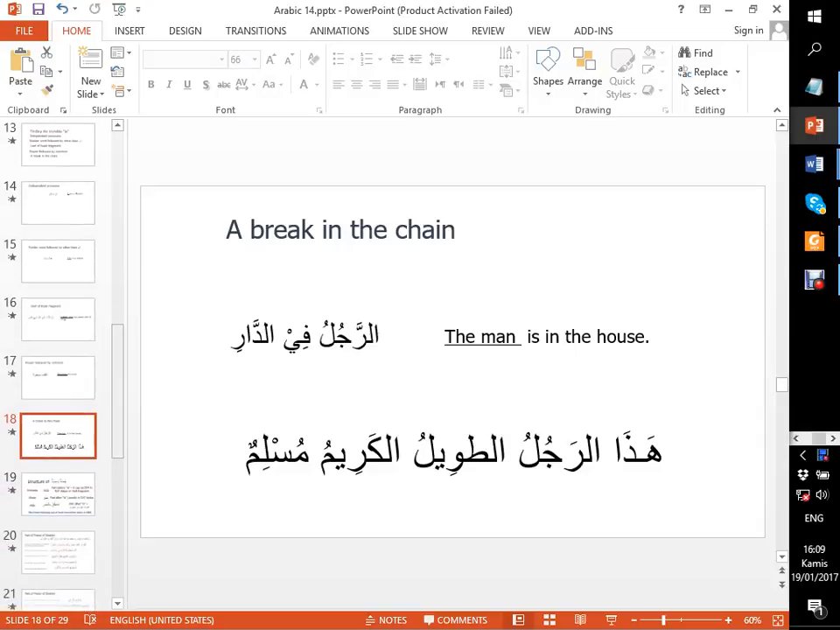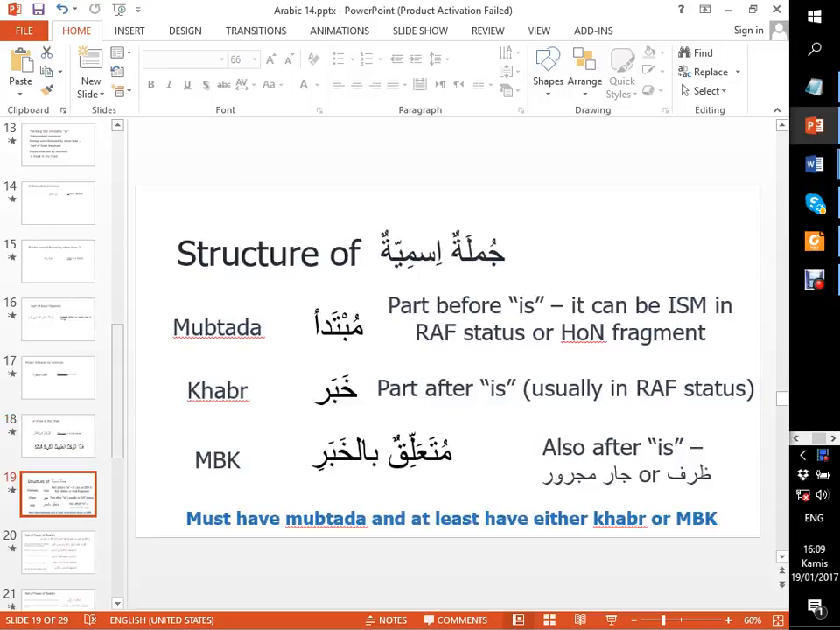And after we figure out how to find the invisible is, we now learn the structure. Okay, the structure of Jumlah Ismiyah. So we have three parts, not three parts, three categories. We categorize it as three. The first one is Mubtada, the second one is Khabr, and then MBK is just for, it's cool, right? No, it's Muta'alliq bil Khabr, because it's hard to pronounce. You can use MBK just for your memorization.